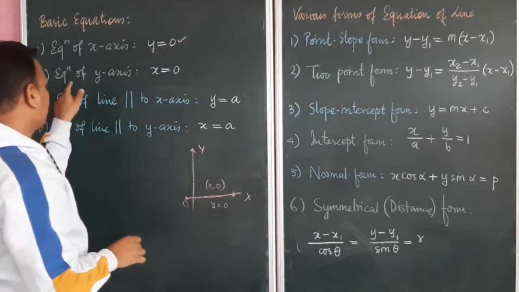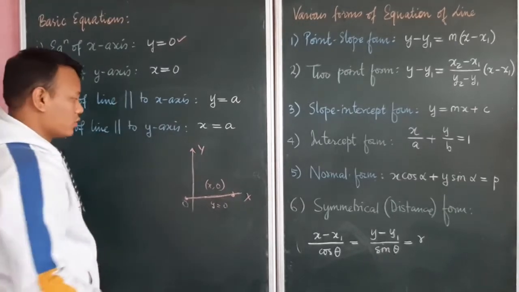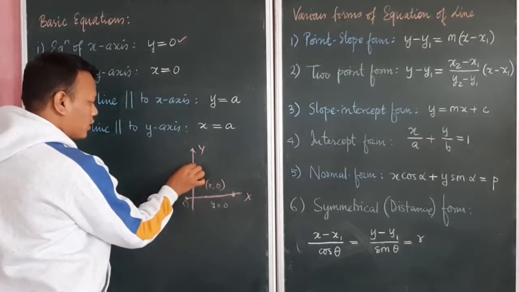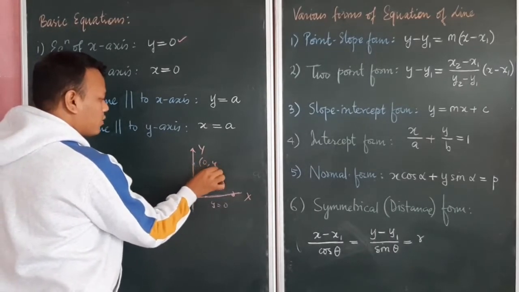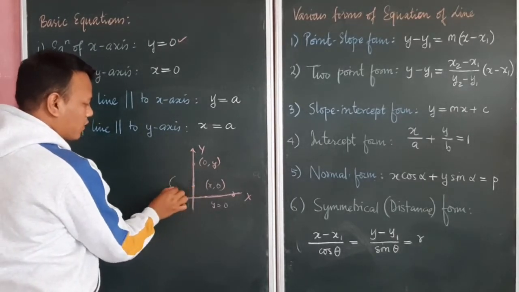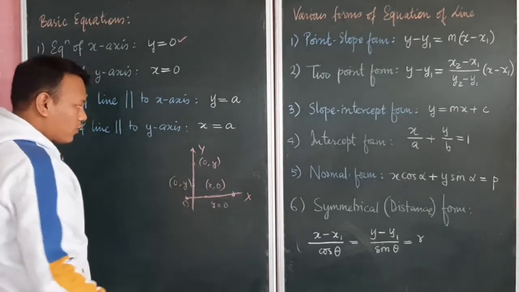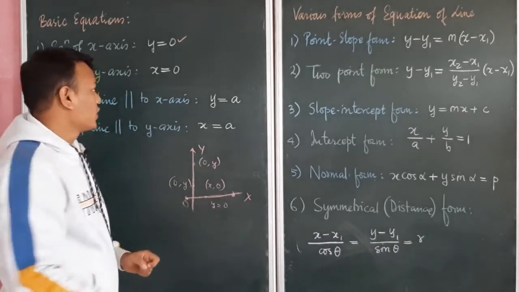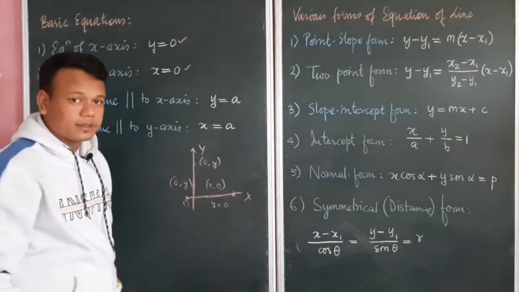Similarly, the equation of y-axis will be x equals 0. Now if you look at the y-axis and choose any point, you will find that the abscissa will be equal to 0. Similarly, if you take this point, here also the value of x will be 0. So that's why the equation of y-axis is taken as x equals 0. So this is the equation of y-axis.